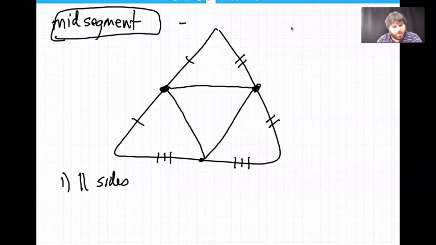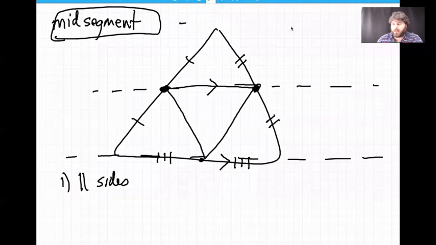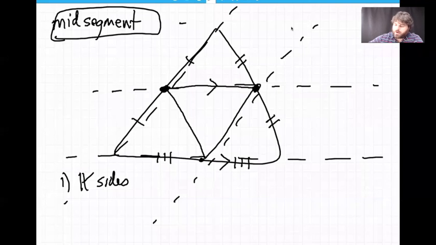Remember, that's our symbol for parallel. What I know is that this is parallel to this. Okay, basically, if I connect this, you'll see that this line and this line are parallel to each other. Now that also happens here. This is parallel to this. And of course the third one is this is parallel to this.